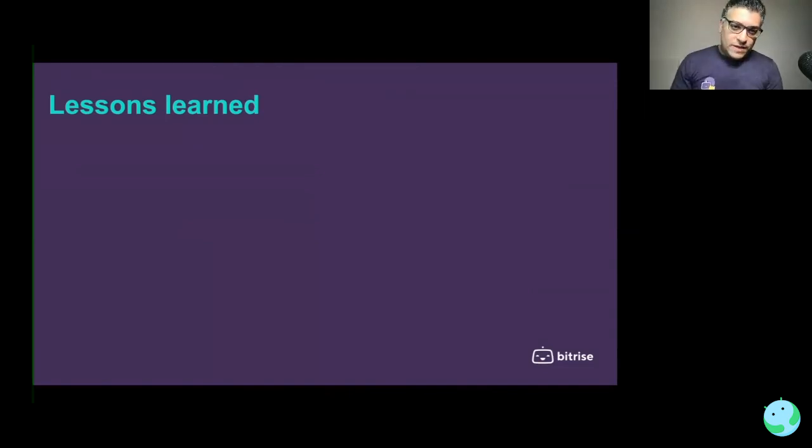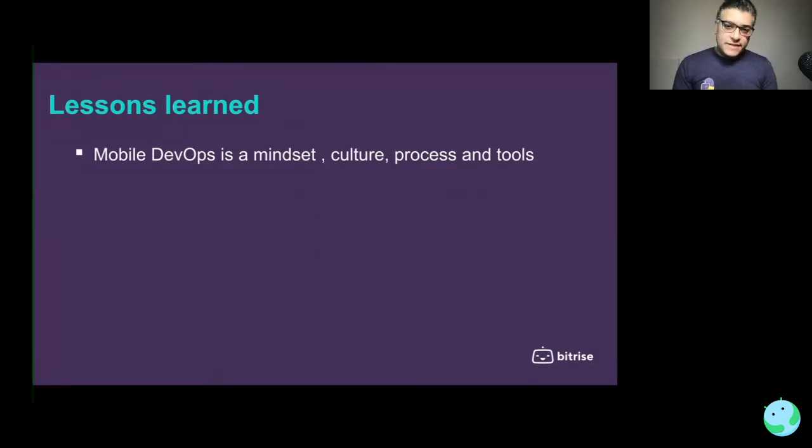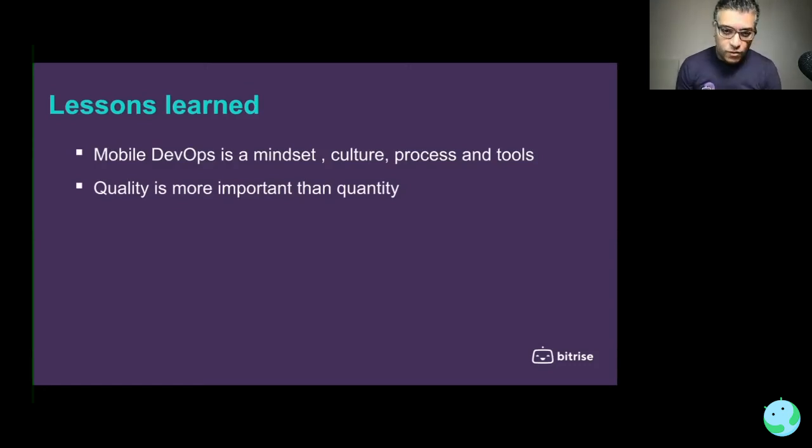The lesson learned from this is that mobile DevOps is a mindset, culture, process, and tools. As I mentioned, it's not only about people or mindset or tooling, but all of them together. Quality is more important than quantity, because, as I mentioned, test automation is a vital part of mobile DevOps. We can't proceed without mobile test automation, and it should be like a gate or a step in our life cycle. Without it, if we remove it, we will deliver applications with bugs, because we are not taking care of testing.